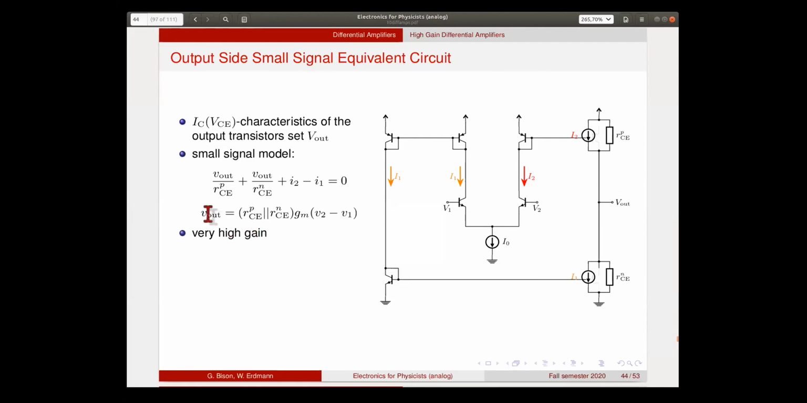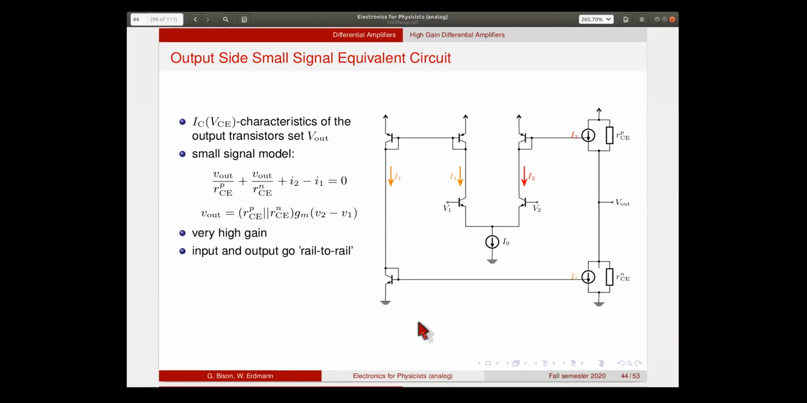So in the small signal voltage, you can now calculate the gain of this thing, and it's given by the parallel of these two collector resistances multiplied by the gm of the input transistors, and then still the same as the thing is proportional to the difference of the input. So this gives you a very high gain because you multiply the gm with the output conductance of these two resistors, the transistors.